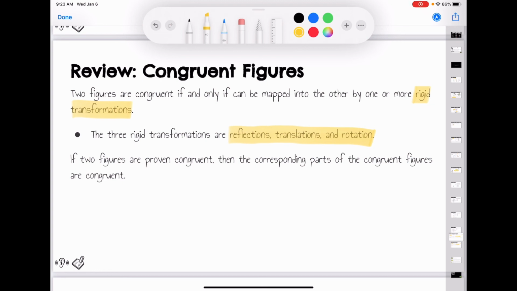Okay? We also saw that if two figures are proven congruent, then the corresponding parts of the figures must also be congruent. Okay? And that applies for triangles and polygons, and that's where we get the congruent parts of a congruent triangle and the congruent parts of a congruent figure. Basically, all just saying, once we know that things are congruent, we can go ahead and fill in those different parts or different lengths to make them congruent. Okay? Any questions or concerns?